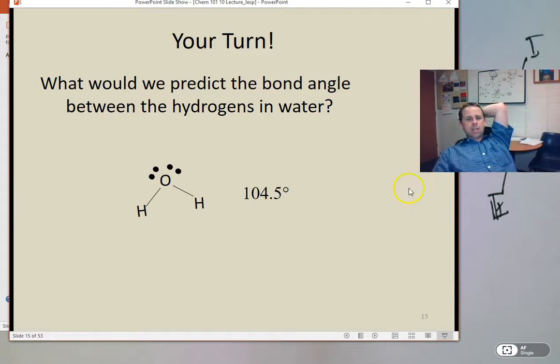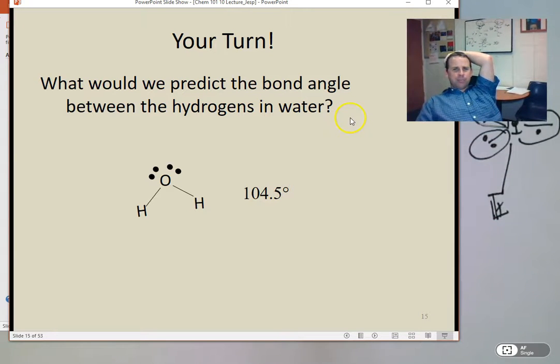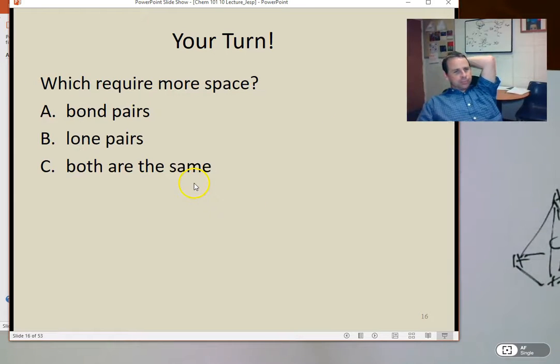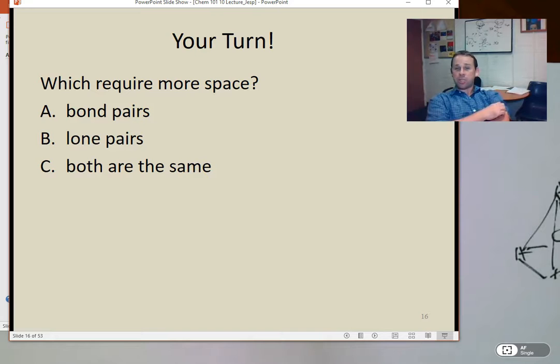The angle is 104.5. There you go. A little less than 109.5. Okay. So, which requires more space? Bonding, lone pairs, both the same. You should know that one. If you don't, you can take a few seconds to think about it. Push pause, though, because I'm going to tell you it's lone pairs, right?